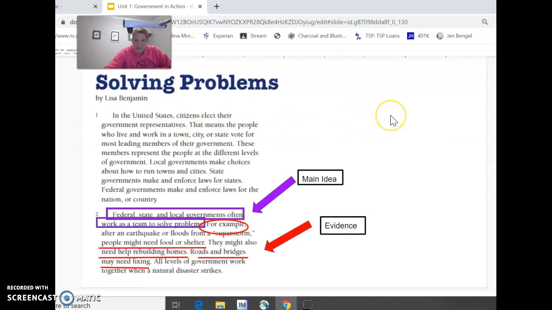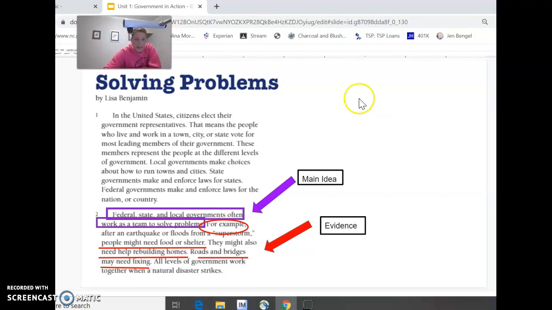An example of this would be in our Solving Problems story. We have in paragraph 2 the main idea, which is the first sentence: Federal, state, and local governments often work as a team to solve problems. And then the author says, for example, do you remember our evidence terms notes that we made last week? For example, because, those were words that we use when we're going to give evidence to support our main idea.